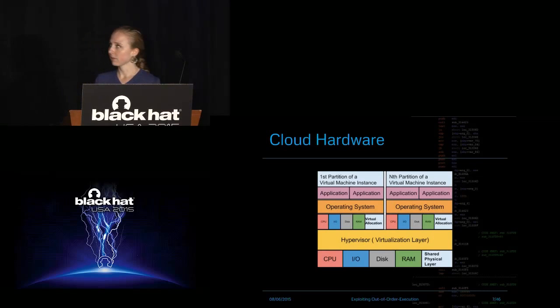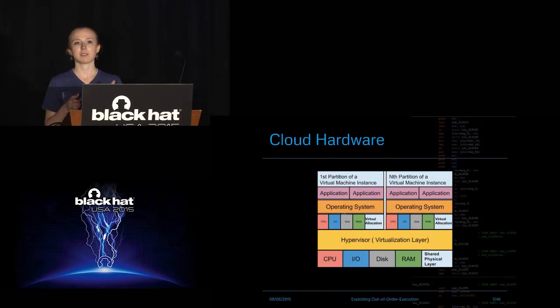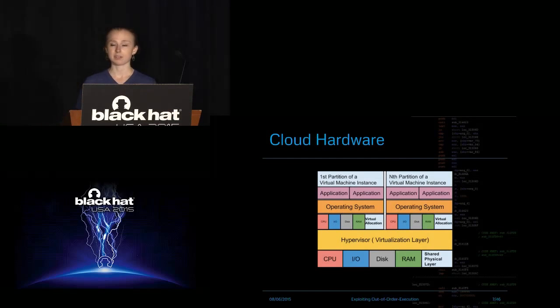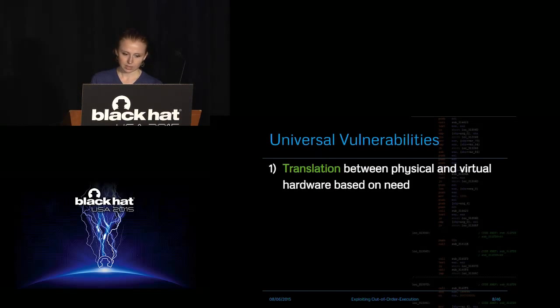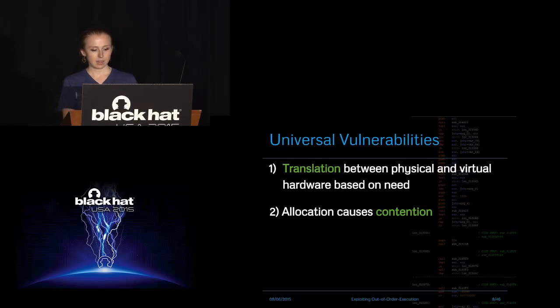All right, so again, we have the cloud hardware, and you can see the hypervisor is giving the physical resources on the bottom up to the operating systems above, and the operating system actually just sees that chunk that it's allocated at that one moment in time. So these virtual allocations might actually be different over a period of time, and the operating system can see those changes. So it's this translation between the physical and the virtual based on need, which is what we're attacking here.